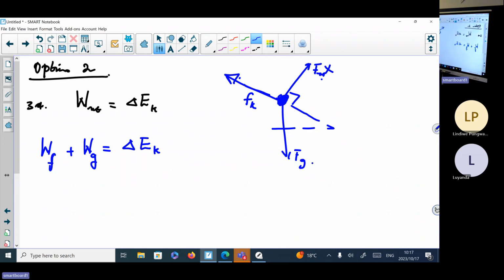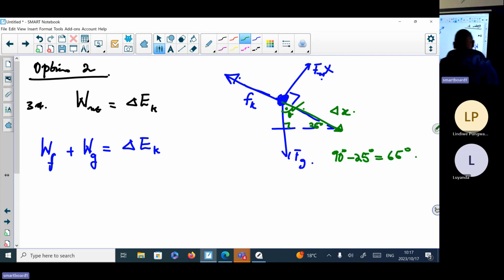If you were there yesterday, you have said to me that when the object is sliding down the incline, there is the displacement. Then there is an angle between the gravitational force and the displacement. If you look at it, this is 90 degrees, this is 25. That angle between the gravitational force and the displacement will be 90 degrees minus 25 degrees, and that is 65 degrees.